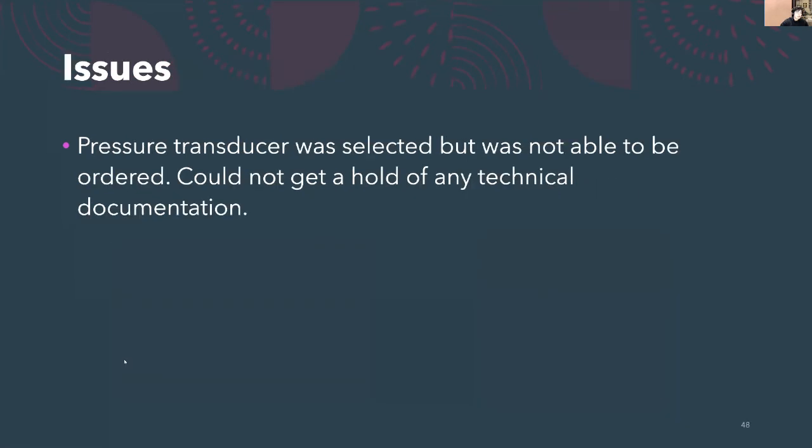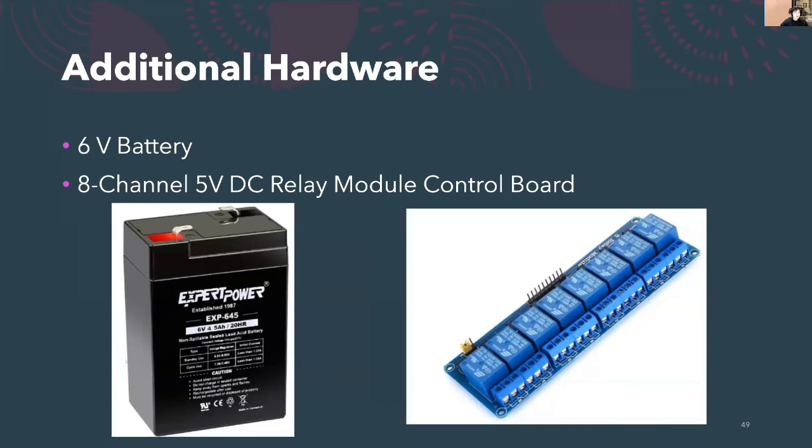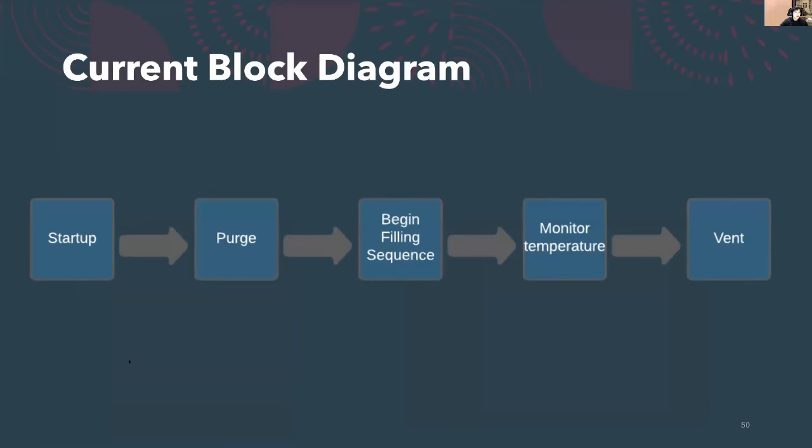We encountered roadblocks when trying to purchase the pressure transducer due to issues on the manufacturer end, and were unable to obtain the transducer or the technical documentation that would have come alongside it, so this has reduced the functionality of the control system. Some additional hardware that was required was a few 6-volt batteries that are used to power the valves that Amy spoke of, and an 8-channel relay module that the microcontroller uses to actuate the valves. Because of the issues we encountered with the pressure transducer, the process that is being implemented has changed. It now starts with the startup process, followed by purging, the filling sequence, monitoring temperature exclusively, and finally venting.